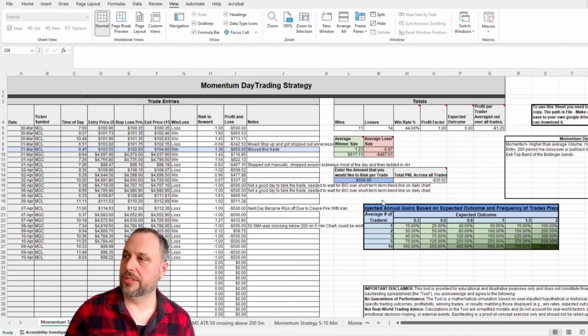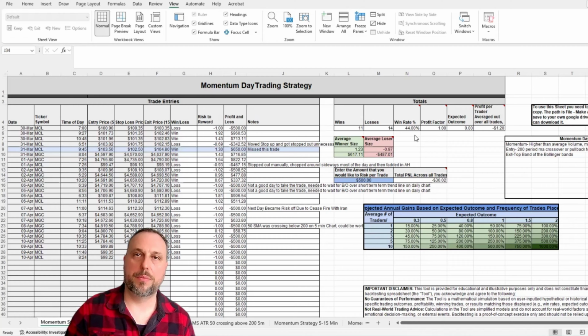Let me show you the spreadsheet first, though, the difference between back testing and then forward testing, and why I say not to do a whole bunch of back testing because you're really not going to gain that much out of it. So check this out. This is our forward test.